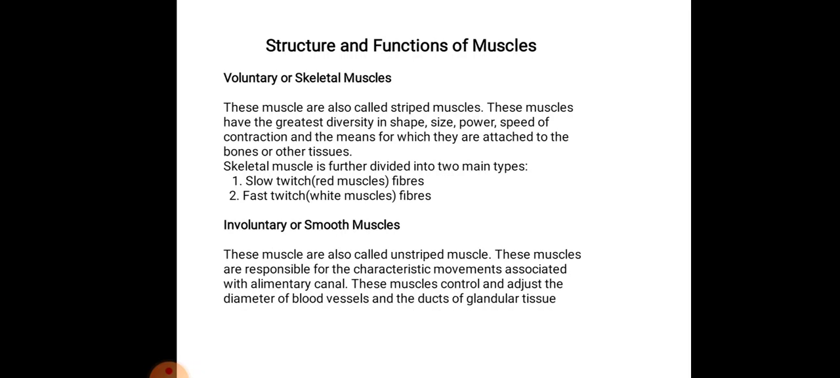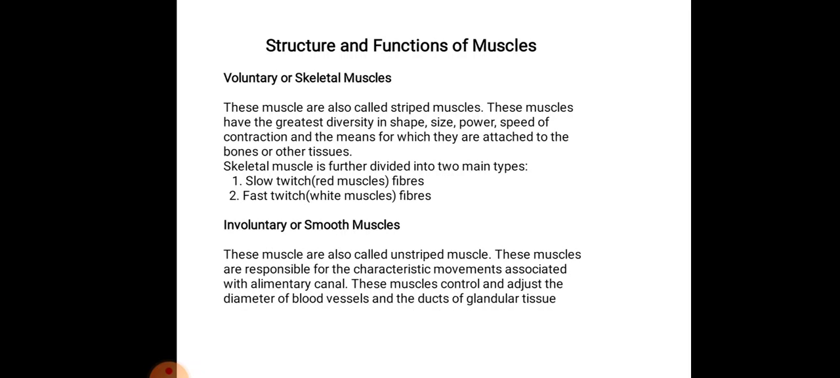Now I'll discuss the structural classification of the muscles. This is very important. There are three types of structural classification of muscle. One is voluntary muscle, or you can say skeletal muscle. One is involuntary muscle, you can say smooth muscle. One is cardiac muscle. So what is voluntary muscle?